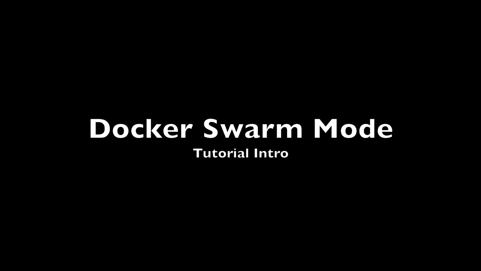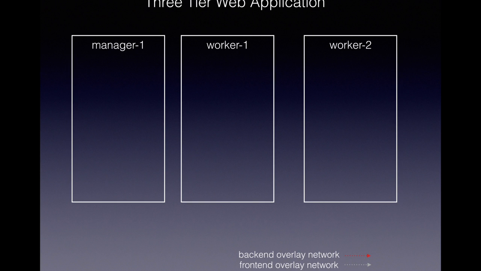In this 6-part tutorial, we're going to be looking at using the new Docker Swarm mode to create a 3-tiered web application. We're going to be creating 3 virtual machines, Manager 1, Worker 1, and Worker 2.